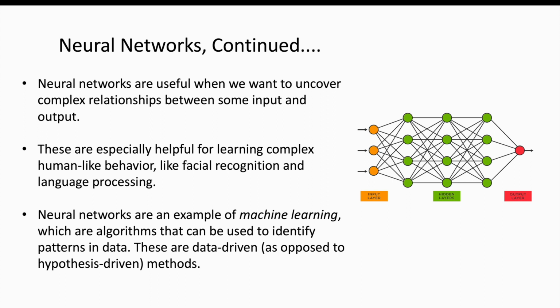And so these kinds of models are an example of machine learning, which refers to algorithms that are used to identify patterns in data. And these are data-driven as opposed to hypothesis-driven methods, meaning we're really relying on the computer to identify these different patterns and relationships more so than making specific hypotheses about the kind of relationships we're expecting.